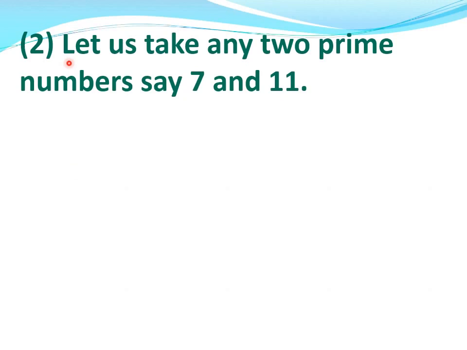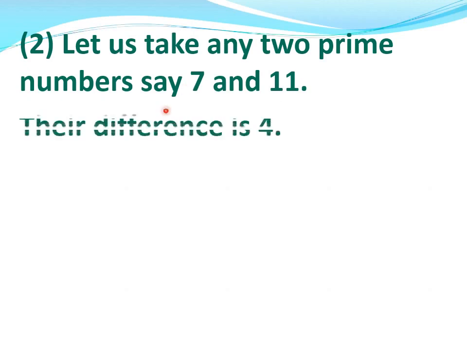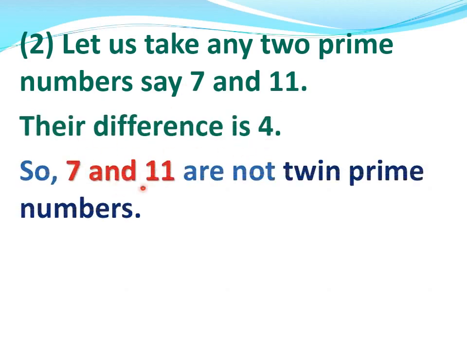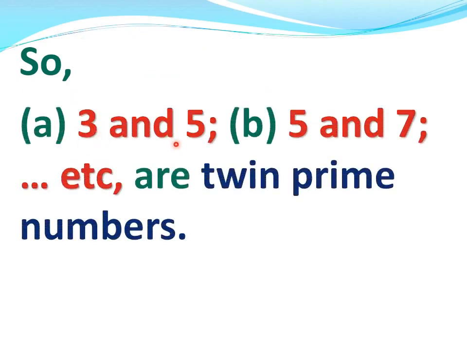Example number 2. Let us take any two prime numbers, say 7 and 11. Now find difference. 11 minus 7 equal 4. Their difference is 4. So 7 and 11 are not twin prime numbers. So 3 and 5, 5 and 7, etc. are twin prime numbers.